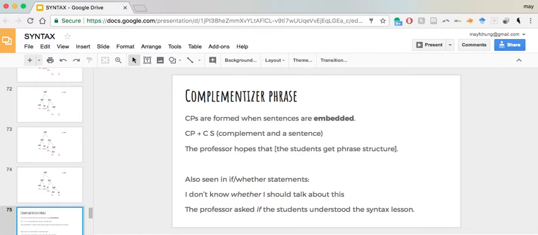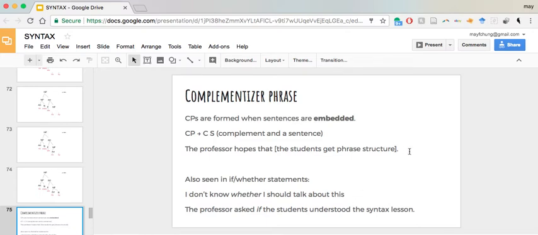For example, I could say, the tea is hot. And I could say, she says the tea is hot. And I could say, he says, she says the tea is hot, and so on and so forth, right? So these are complementizer phrases. All you really need to know is that the complementizer phrase consists of a complement and a sentence. And the complement really starts or introduces the embedded clause.